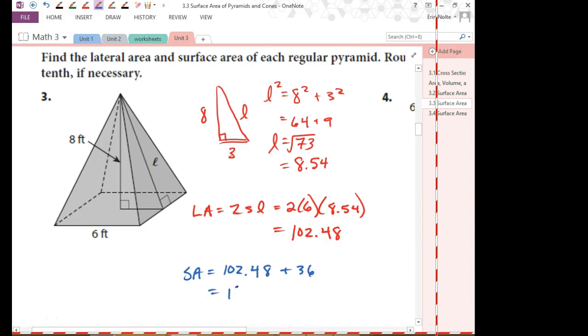Okay, so 138.48. And we should label our increments. We're going by feet, so feet squared. Not too bad? Yeah, it's way easier than cylinder.